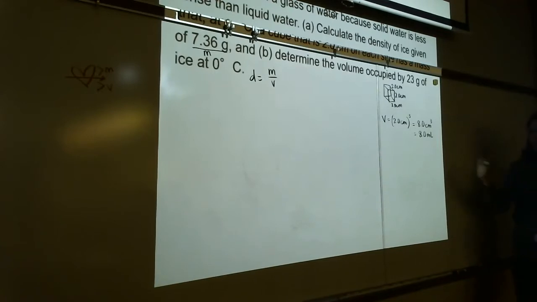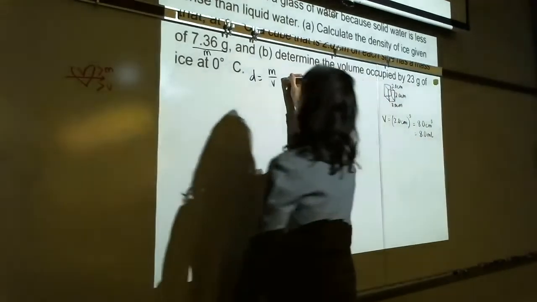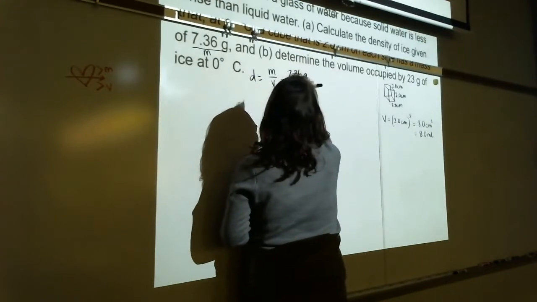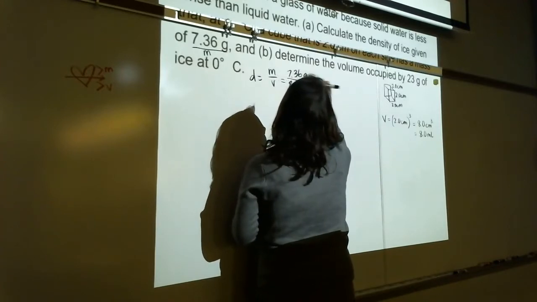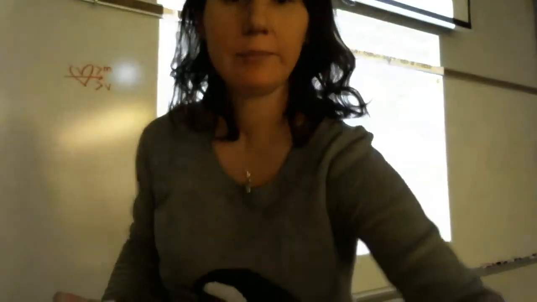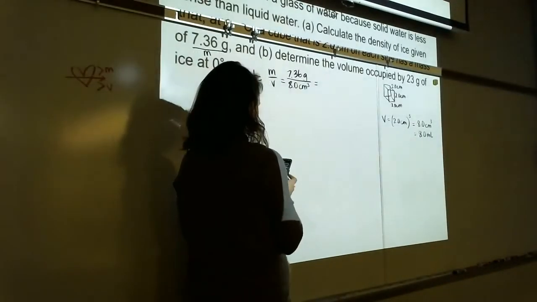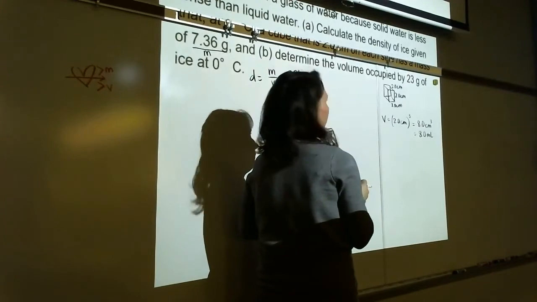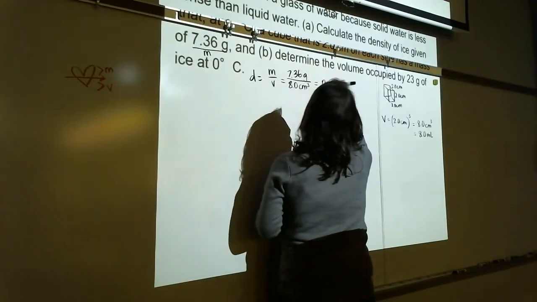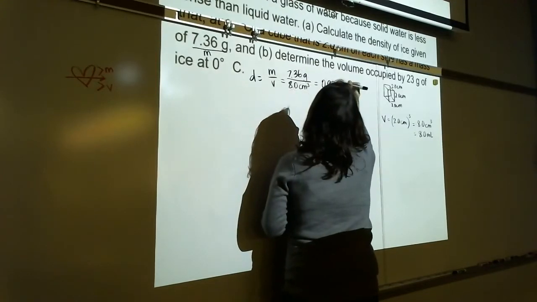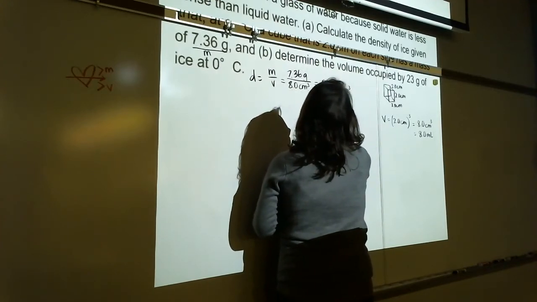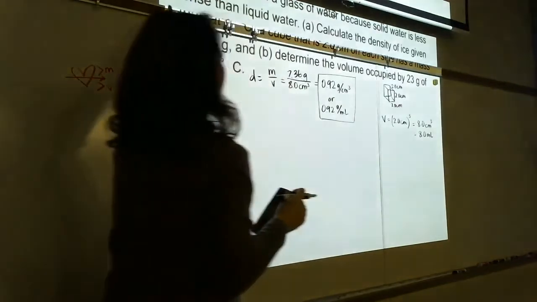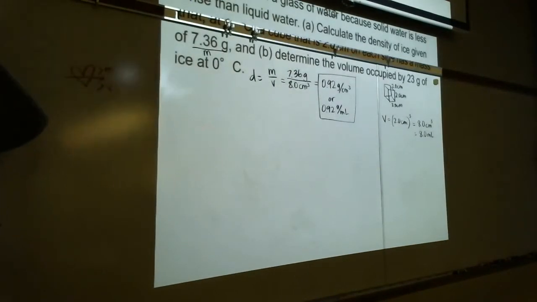Now I have everything I need, right? I know the mass from the problem. I know the volume because I just calculated it. So now I can calculate density. So the mass was 7.36 grams. The volume is 8. And again, you can use centimeters cubed or milliliters, whichever floats your boat. And then in our calculator, 7.36 divided by 8. My calculator gives me 0.92. How many sig figs am I keeping? 2 sig figs, right? So that's 0.92. And my units would be grams per centimeter cubed. You could have also written it as 0.92 grams per mil. Does the fact that it's at 0 degrees Celsius factor into the problem at all, what I do in the math? Nope. Extra information.